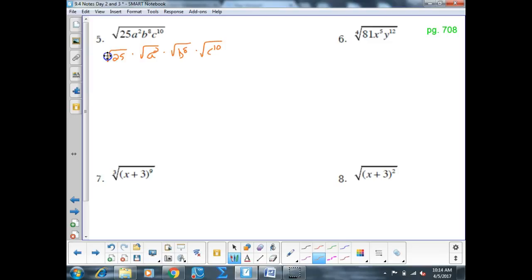Okay? All right? Which then, what's the square root of 25? 5. What's the square root of a squared? A. What's the square root of b to the 8th? No, because b to the 4th times b to the 2nd is only b to the 6th. So what is the square root of b to the 8th? B to the 4th. What's the square root of c to the 10th? C to the 5th.